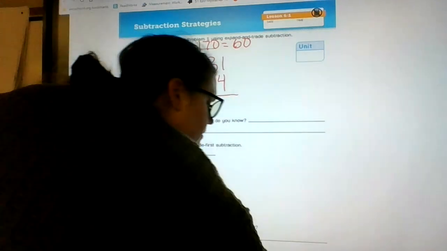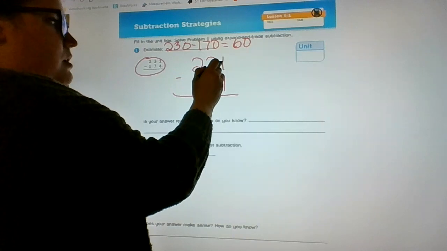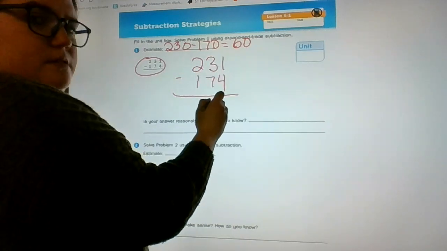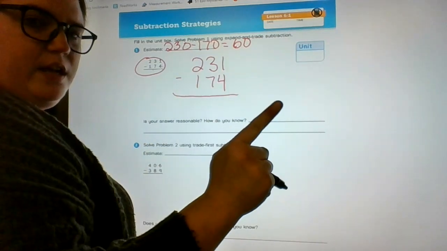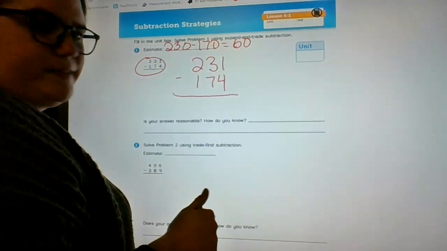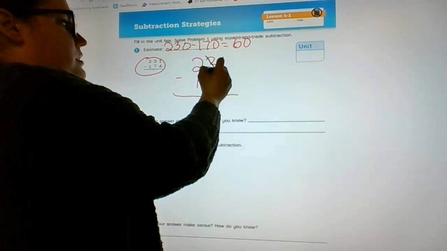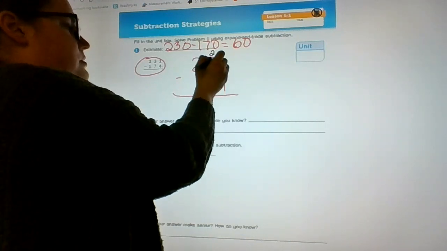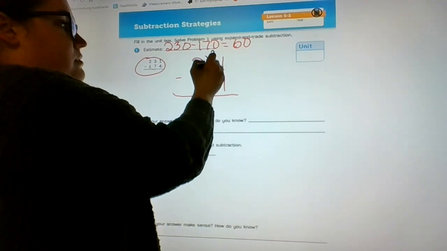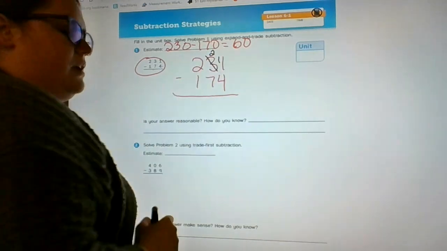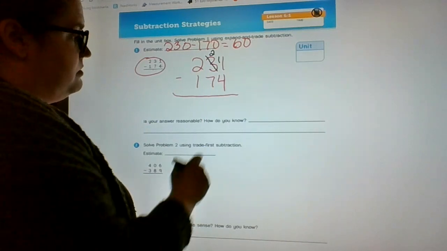Okay. All right. So first step, look at the ones place. Can you do 1 take away 4? So if I have one thing, can I give it to 4 friends? You should be saying no. So we've got to go to the neighbor. Neighbor is a 3. We're going to cross it out and make it a 2. We take that 1 that we took away from the 3. We're going to add it to the ones place, and that becomes an 11. 11 minus 4 is 7.